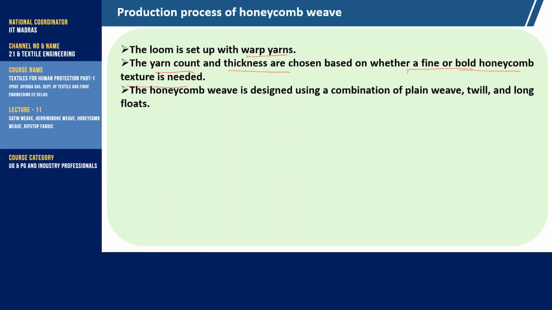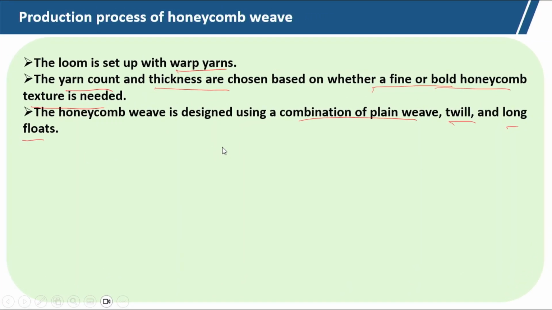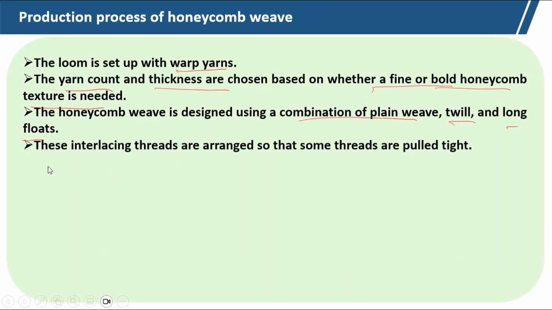Honeycomb weave is designed using a combination of plain weave, twill and long floats. These interlacing threads are arranged so that some threads are pulled tight. Okay, so some threads will be pulled tight, and for that reason the 3-dimensional effects will be created.